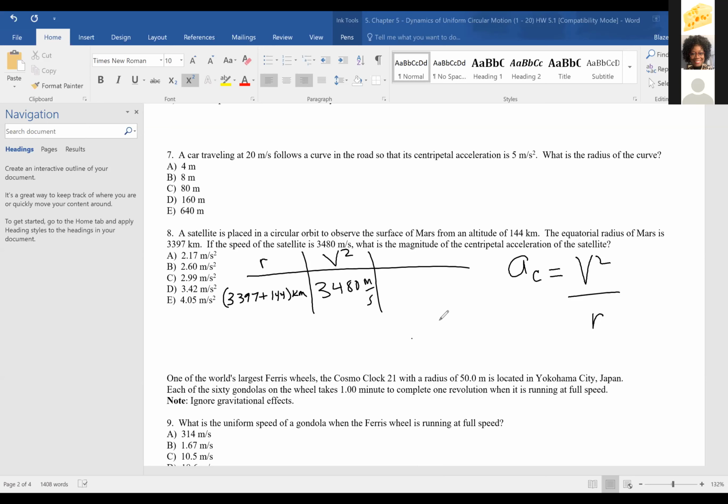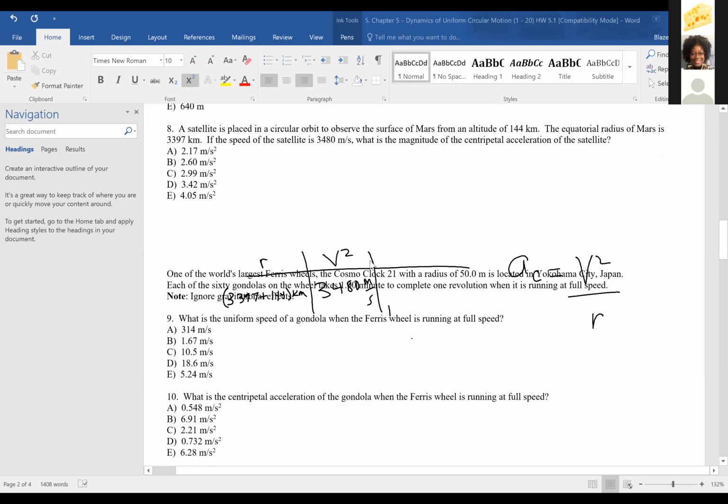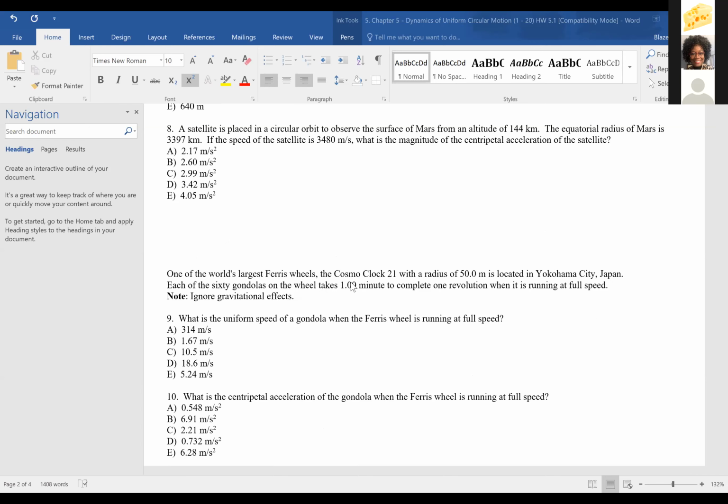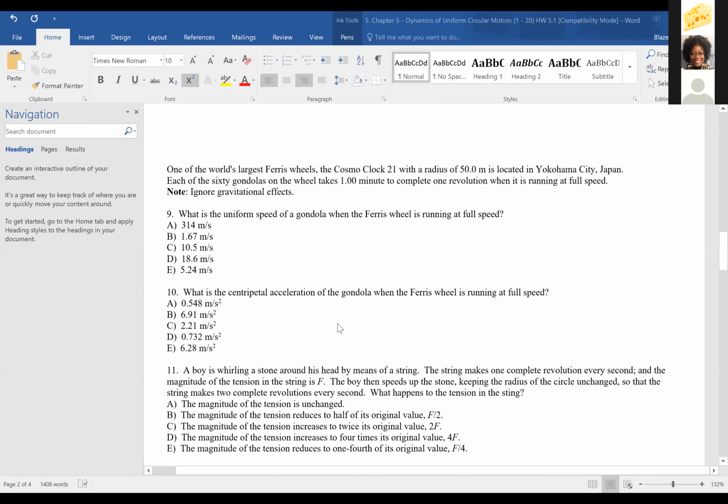Okay. So I will leave some of these for you to do for the homework assignment. Don't forget that if you're given the time in minutes, you need to convert that into seconds, because all of our units are in seconds. So if it takes 1 minute to complete a revolution, you know that means how many seconds?